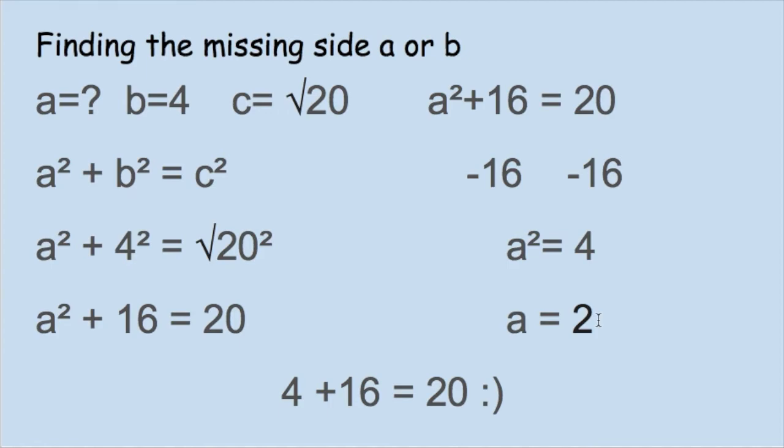Let's make sure it works. So a squared, which we said is 2, 2 squared, 2 times 2 equals 4. We said side length B is equal to 4. So B squared, 4 times 4, equals 16. And C, we said, was the square root of 20. And the square root of 20 squared left us with 20. So 4 plus 16 does equal 20, and we are correct.